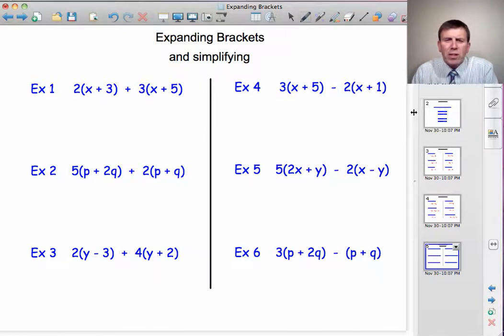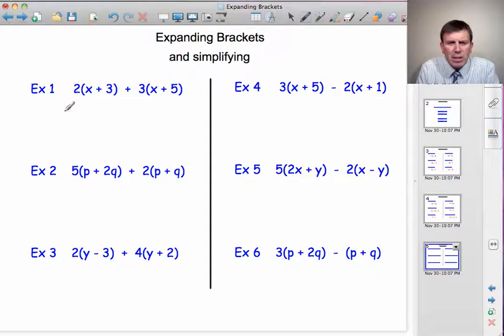Right, well hopefully you've had a chance to work through exercises A and B, and we're now going to take things a little bit further by looking at expanding brackets and simplifying. And this uses what we've just been doing together with collecting together like terms, which we did in a previous lesson. So, example 1. Expand the first bracket.